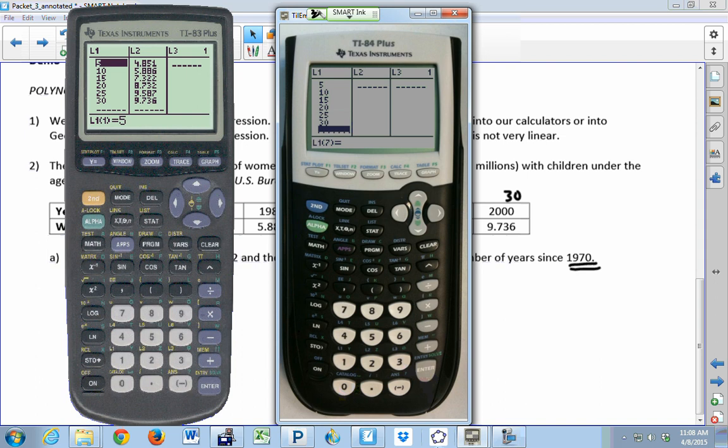Okay? Now I just scoot over, and now I have to put in the number of women in the full-time civilian workforce, and these are in millions. Would someone read it to me? It will be a lot easier than my looking back and forth on the paper. 4 point what? Thank you, Taylor. Yep. Next one. 5.886. Thank you, Dean. 7.322. Yep. 8.732. Yep. 9.587.